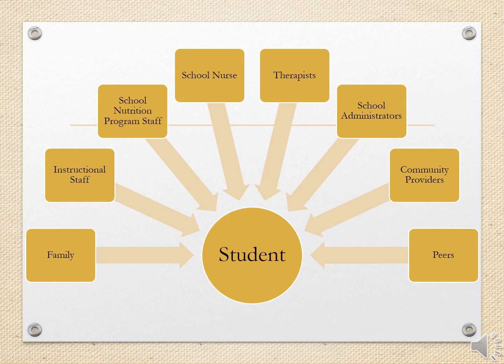Many people should be involved in planning for the needs of the student. Some of the people listed on this slide may be included in the healthcare team for a student. These members may include family, instructional staff, school nutrition program staff, school nurse, therapist, school administrator, community providers, or even peers.